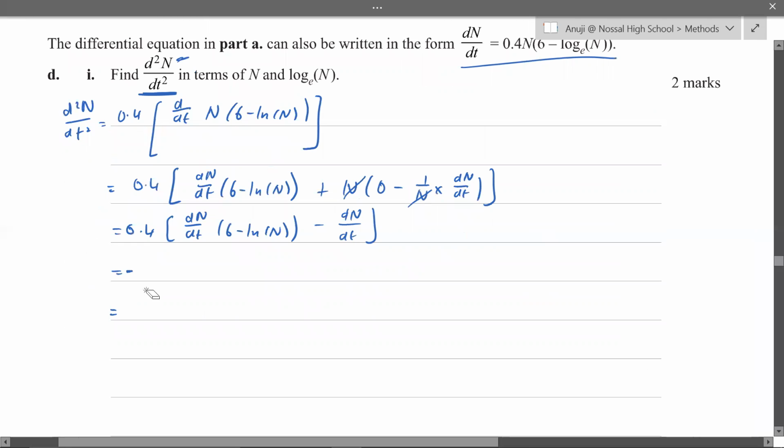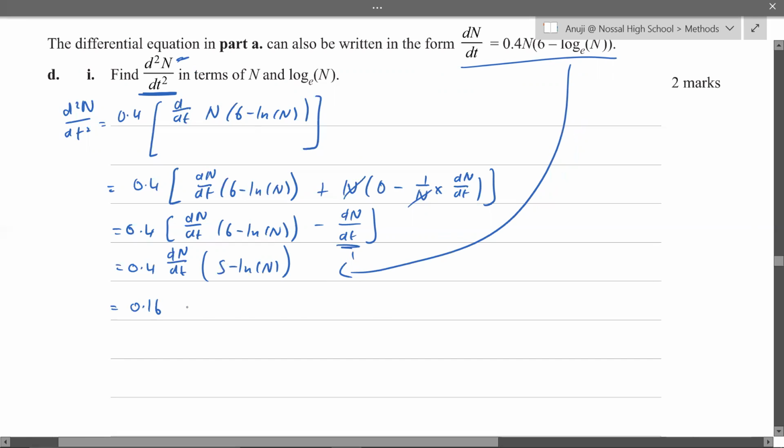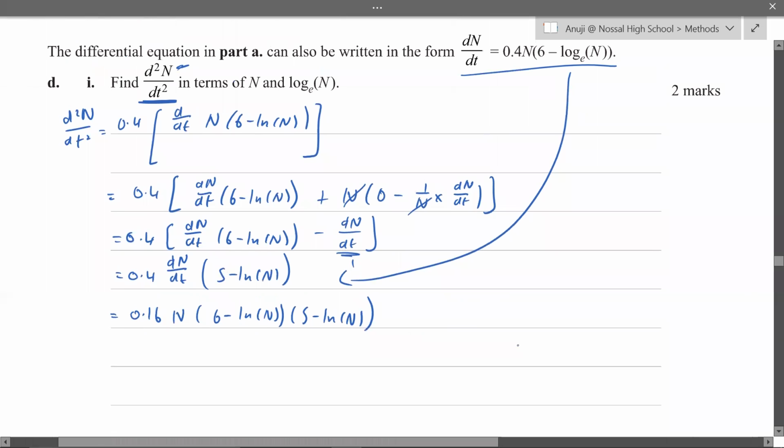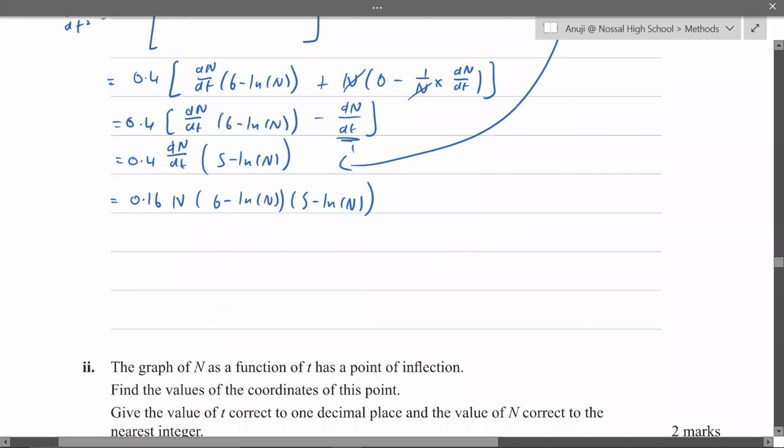dn/dt, and then you have to substitute that in. So equals 0.4, or you could factorize it out, I guess. dn/dt, and it would be 5 minus ln n because this would be 1 when you take it out. So if you substitute this into here, 0.4 times 0.4, so 0.16, and then n(6 minus ln n), and then (5 minus ln n), and that's it because you have your answer in terms of n and ln n.